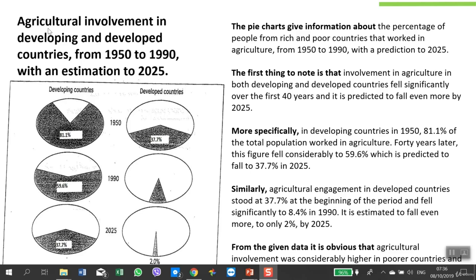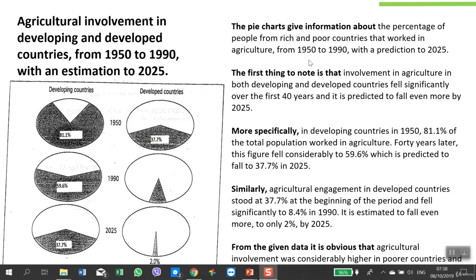First of all, the title says Agricultural Involvement in Developing and Developed Countries from 1950 to 1990 with an estimation to 2025. So you see how important it is to read the title and to look at all the parts of the graph. So let's think about the introduction. It would read something like this.